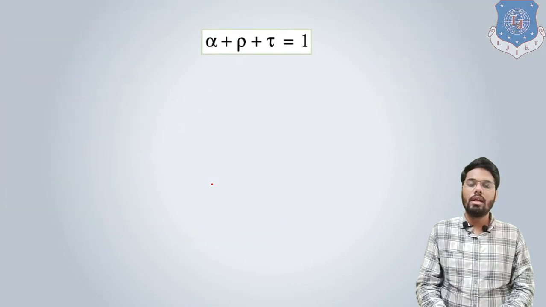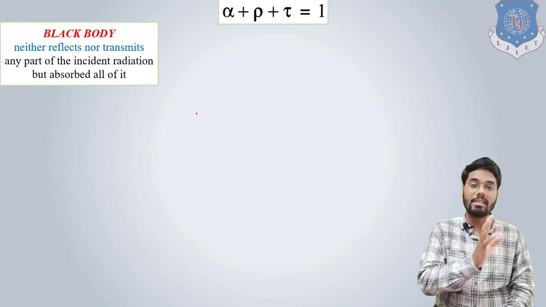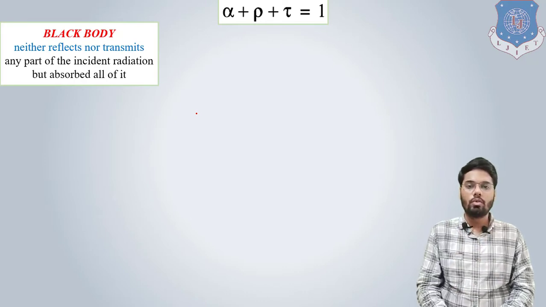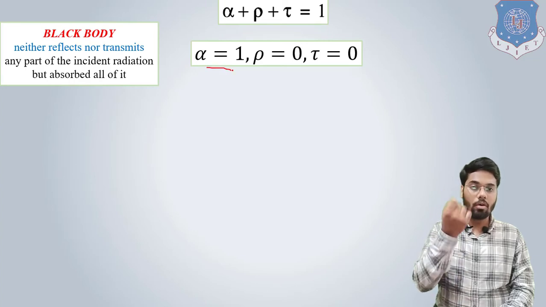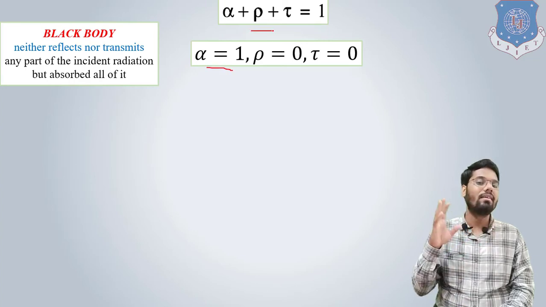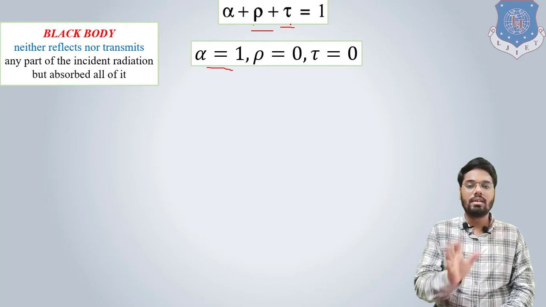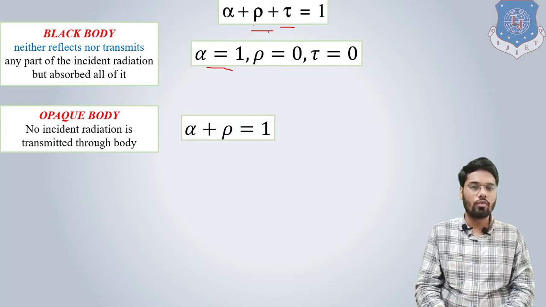Now in this equation, a black body neither reflects nor transmits. It will absorb all the radiation incident on it. So for the black body, alpha is equal to 1 because it absorbs all the radiation. It will not reflect any radiation and will not transmit any radiation. So for a black body, alpha is equal to 1 because rho and tau are 0. For an opaque body, no incident radiation is transmitted. So for an opaque body, tau is equal to 0. So from this equation, alpha plus rho is equal to 1.